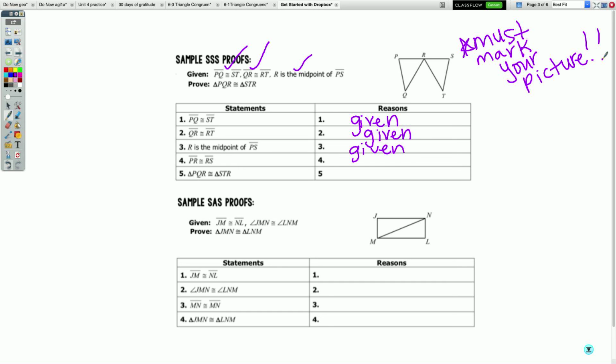We have some blank triangles there. That's not helpful. We need something to read. Is it side, angle, side? Is it side, side, side? So we have to add that information in. That's the only difference here. So let's go ahead and mark our picture with the given information.